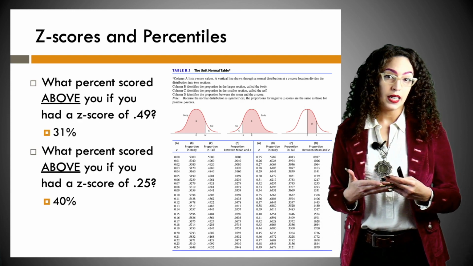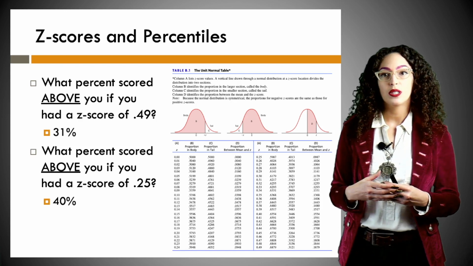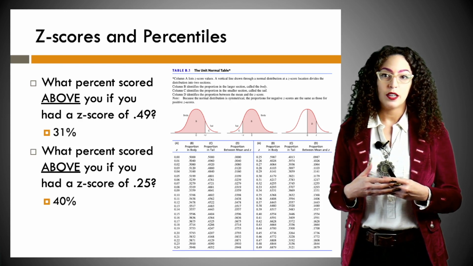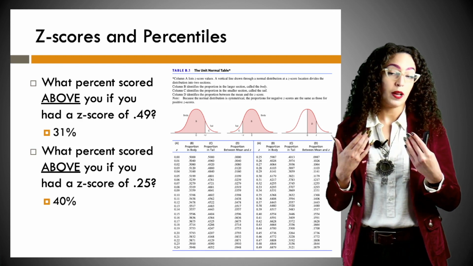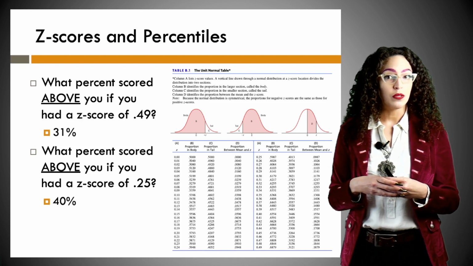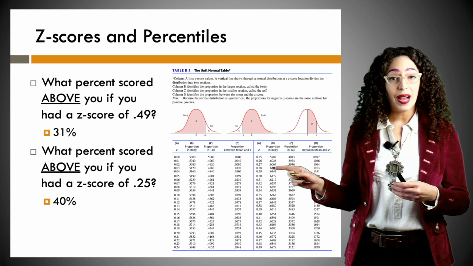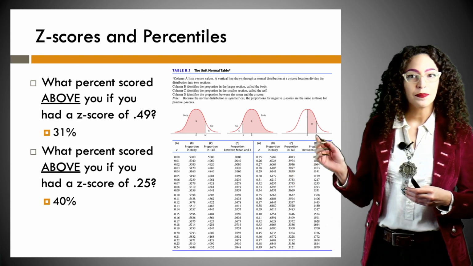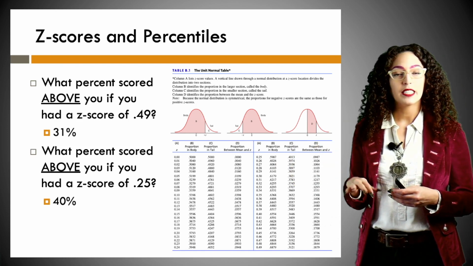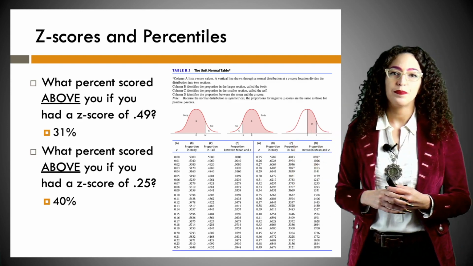Now I can ask this a slightly different way and say, what percent scored above you if you had a z-score of 0.49? And you can look that up, and it would be about 35%. What percent scored above you if you had a z-score of 0.25? Here is that 0.25. And instead of looking in the body, because we don't want the body, we technically now want that little tail. So we look at this value, and it's about 40%. So about 40% of people did better than you.